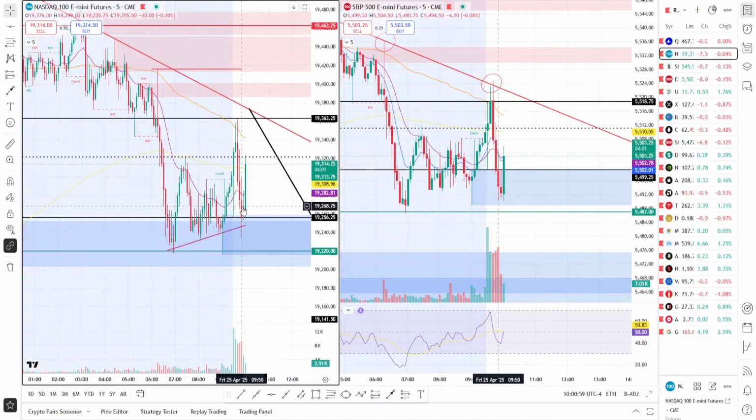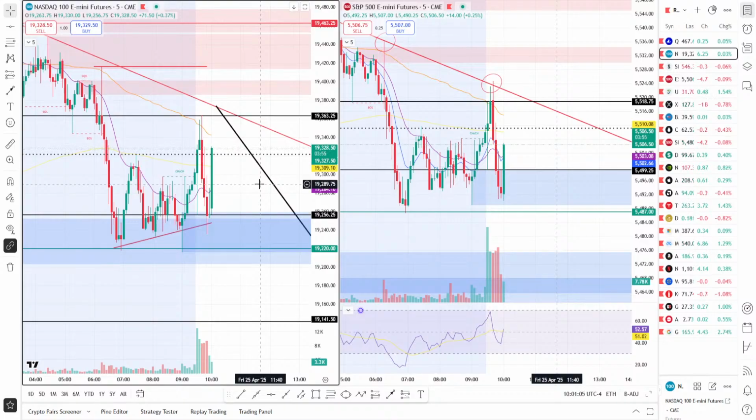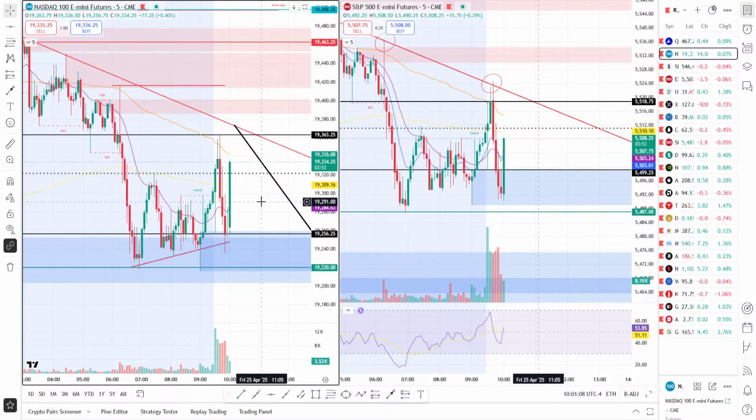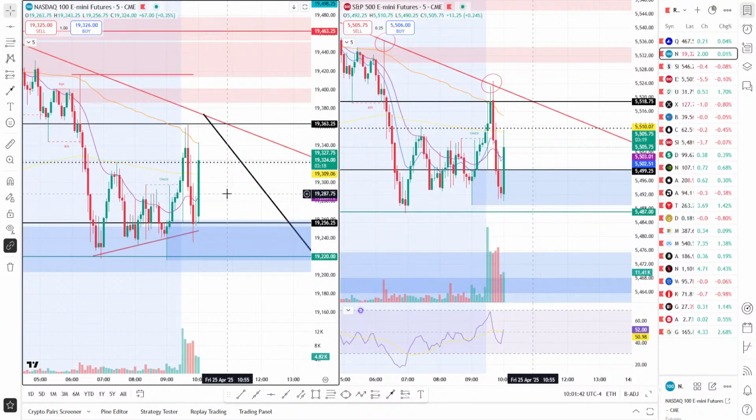Oh shit, market's ripping. Damn. Let's see, are they gonna rip price up, or is this gonna be a fake?